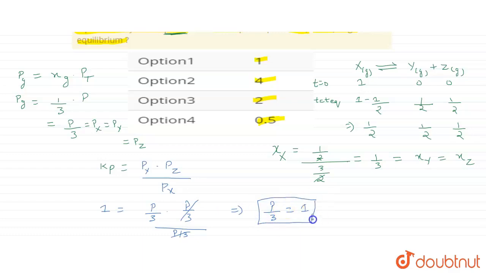So this is the P by 3 value, and we have total pressure as P atm. So total pressure will be 3 atmosphere, but we have to find the partial pressure of the gases. Partial pressure of gases X, Y, Z is P by 3, so Px equals Py equals Pz. So the partial pressure of the gases at equilibrium will be 1 atmosphere. So our first option is the correct option for this question.